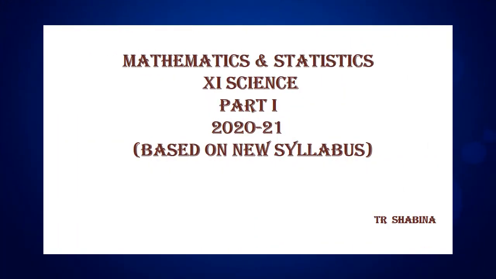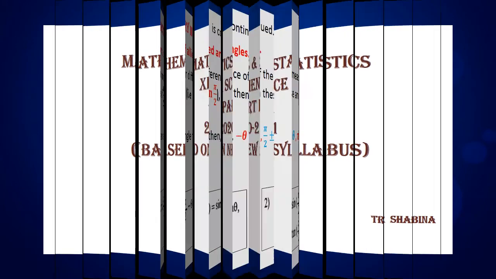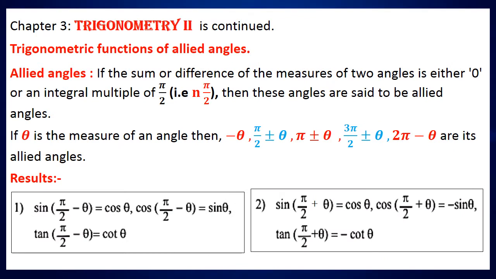Students, we will be continuing with the lesson Trigonometry 2 by learning the next part, that is trigonometric functions of allied angles. Trigonometric functions of allied angles. Before going to the trigonometric functions, let us learn what allied angles are.